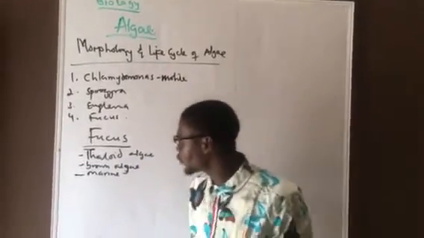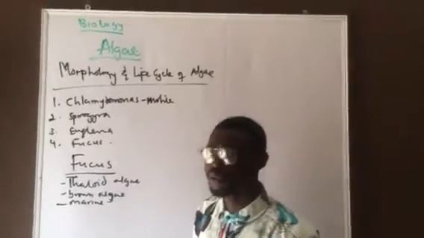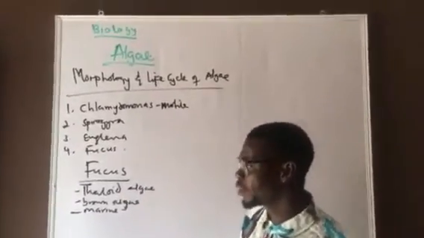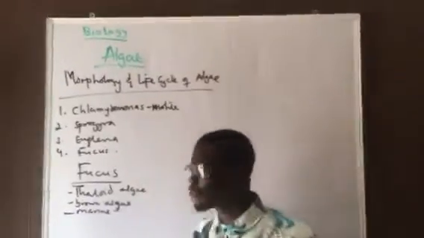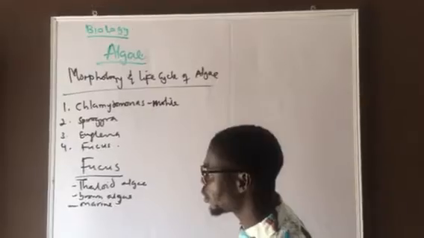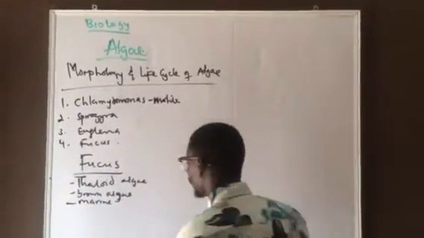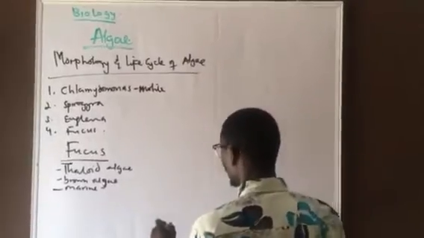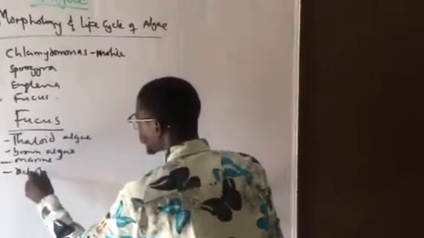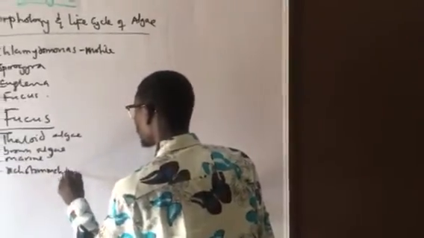That is where you can find FUCUS, because they serve as food for aquatic organisms. Seaweeds, they are giant algae. We have the seaweeds as examples, and they serve as food for organisms. So when you talk about FUCUS, the structure of FUCUS is dichotomously branched.